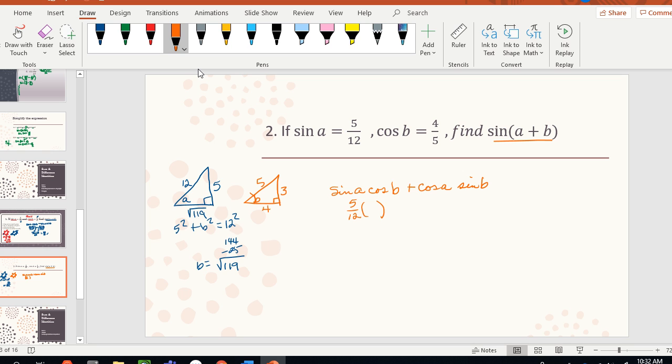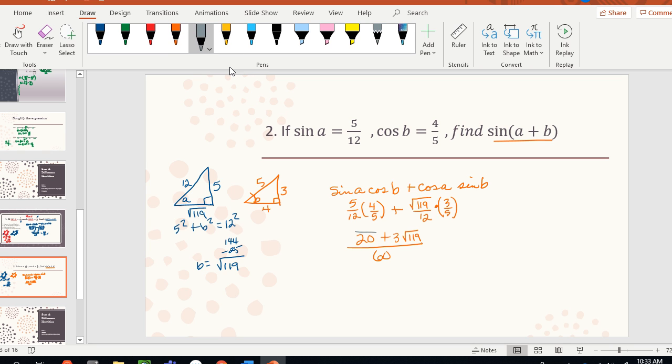Cosine of B is 4/5 plus cosine A, square root of 119 over 12, and sine of B is going to be 3/5. Oops, 3/5. Okay, again, I got a common denominator of 60. On this side, I have 20 plus 3 times the square root of 119. Now, this is it. It will not reduce. Don't go in and try to reduce this.